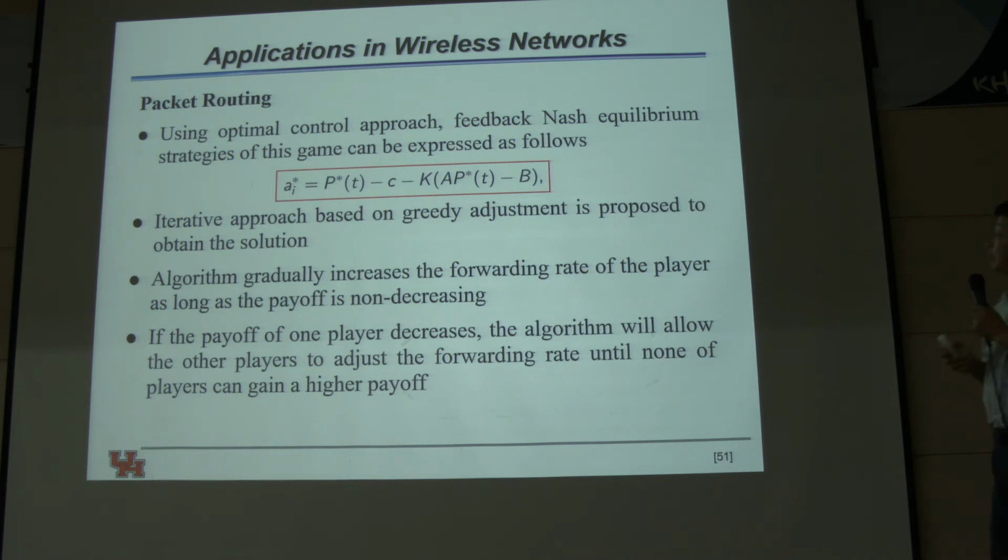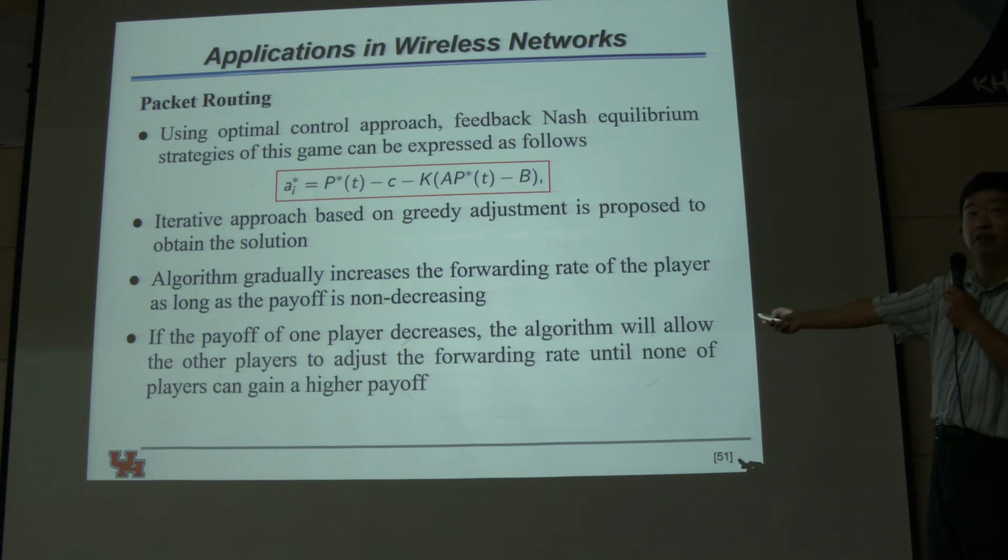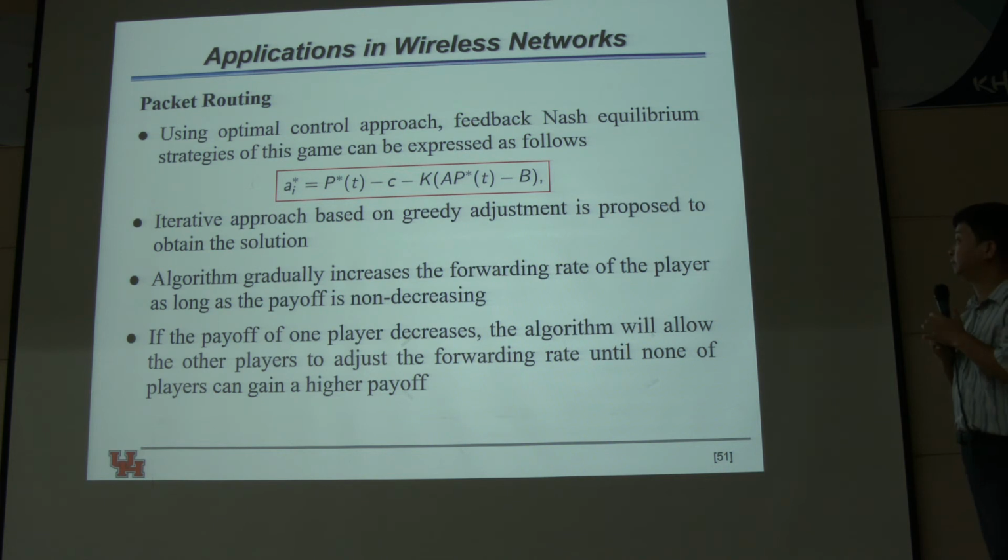And then we have the packet routing using optimal control with the feedback Nash equilibrium. Then the optimal pricing, how much I need to do, is equal to the pricing minus the current pricing, a certain value. So basically, my optimal action will follow this, which is calculated by this HJB equation.